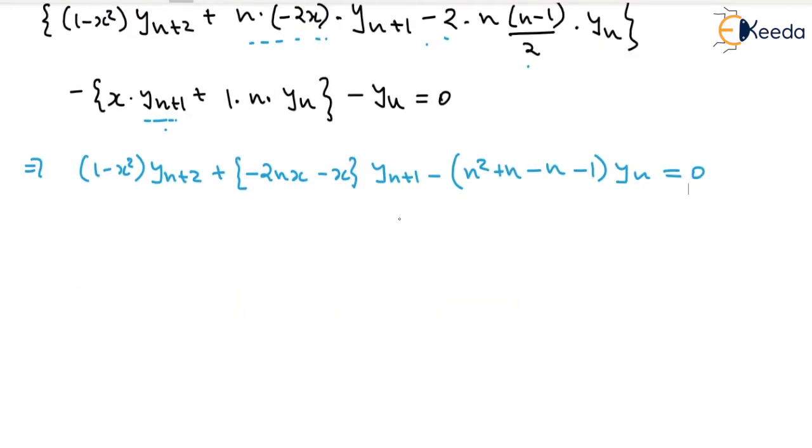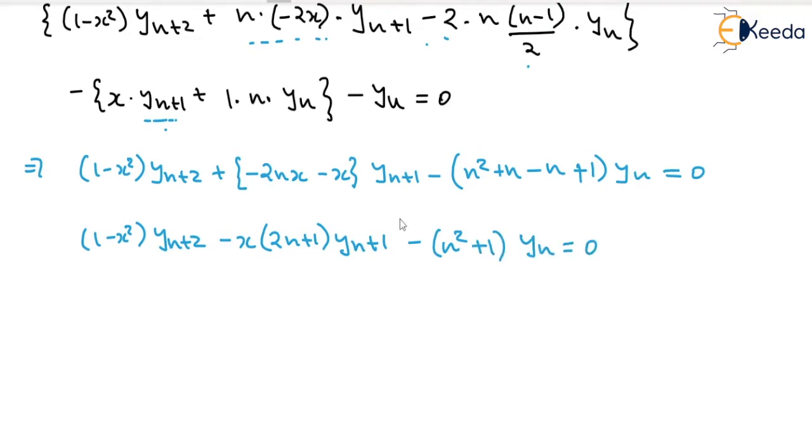So that is 1 minus x square yn plus 2. We can take minus and x both common, so it is 2n plus 1 yn plus 1, minus this n and minus n gets cancelled, so minus n square, taking minus also common. So if we are taking minus also common, this is going to be plus 1 times of yn equal to 0, right?